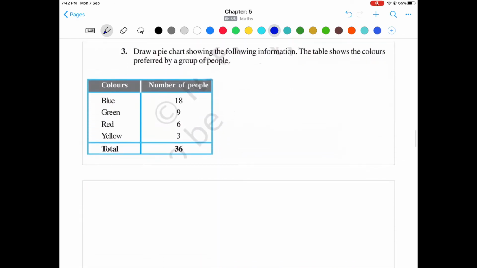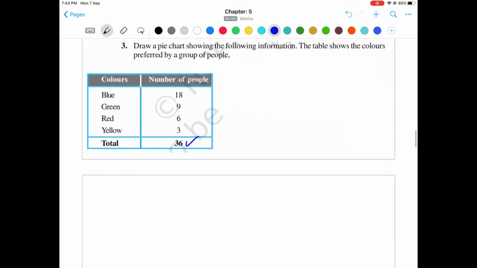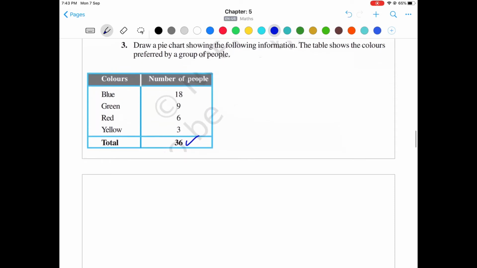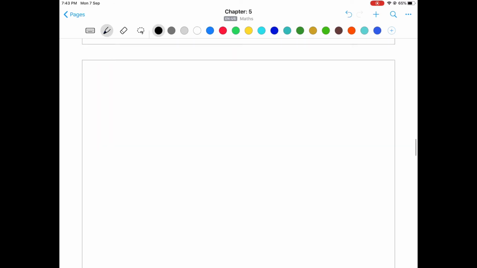Now moving to the next one, we have to draw a pie chart showing the following information. The table shows the color preferred by a group of people. There are a total of 36 people surveyed, and they have given their favorite color. Out of this data, we have to again draw a pie chart, and for the pie chart we need to first find the central angle for each category. So let's again start by making a table. This is answer number 3.